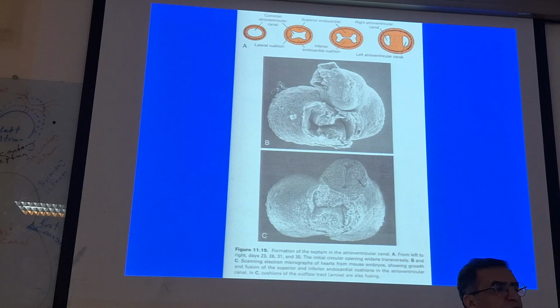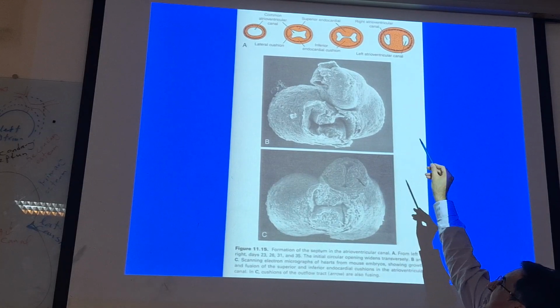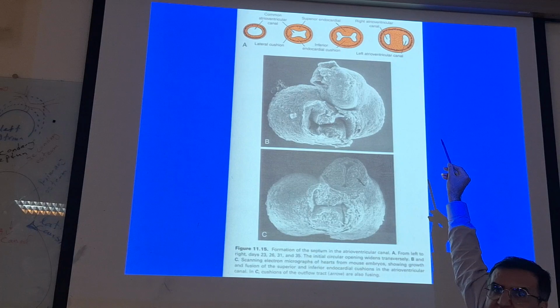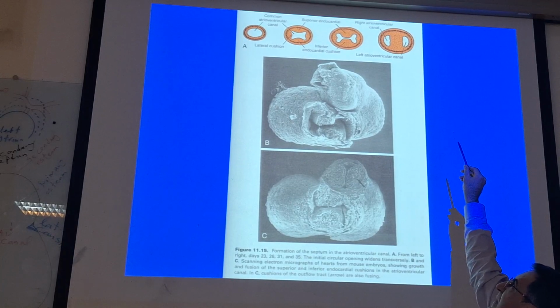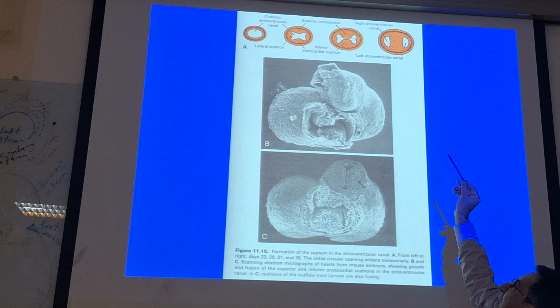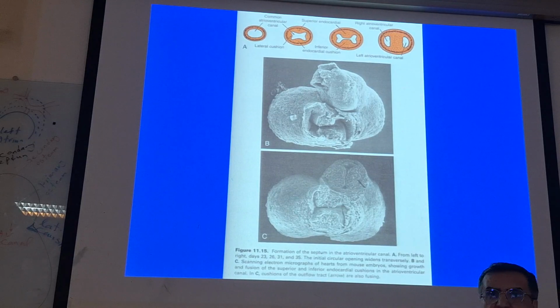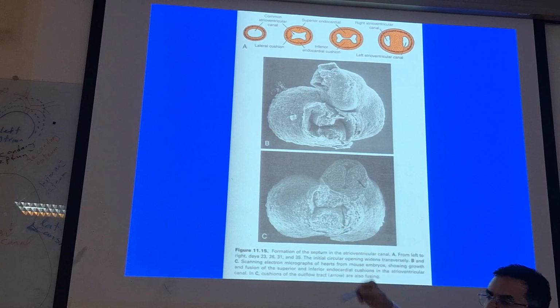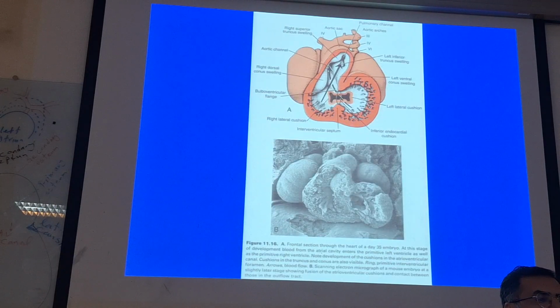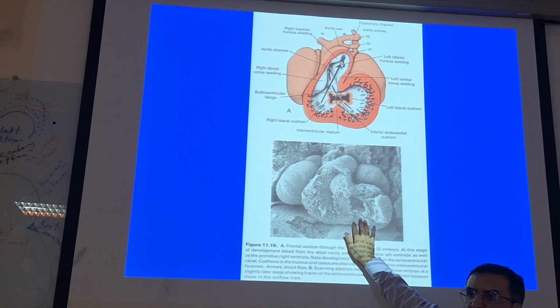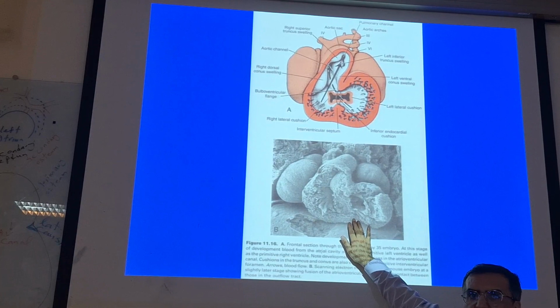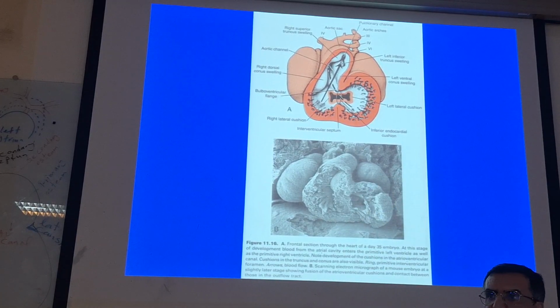This shows the formation of the cushions, and finally we have a right atrioventricular canal and a left atrioventricular canal. It happens when we want to make two AV canals, right and left. This is a mouse embryo. Again, the mouse embryo shows the real mouse embryo by scanning microscope, exactly the same as the schematic pictures.